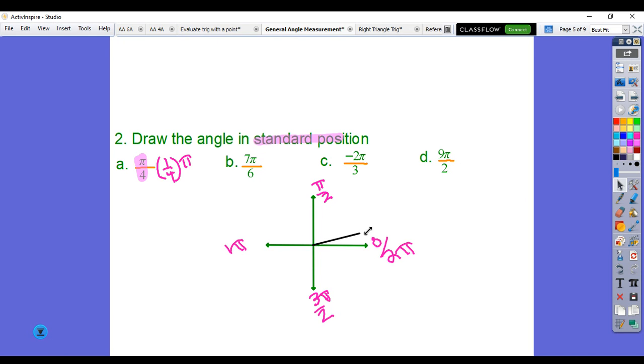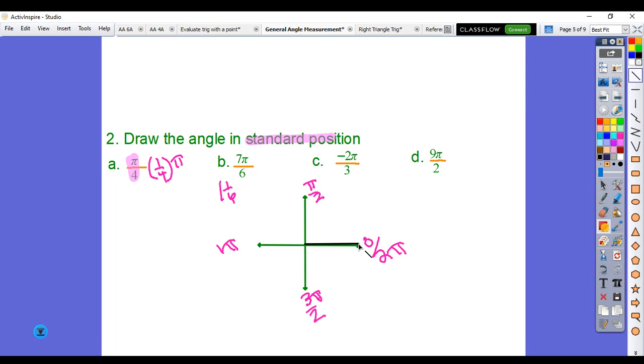Now, 7 pi over 6, where does it go? So sometimes it's helpful to rewrite this. 7/6 is 1 and 1/6. If I rewrite the improper fraction as a mixed number, it's a whole plus another 1/6. All right, so then we're going to draw.